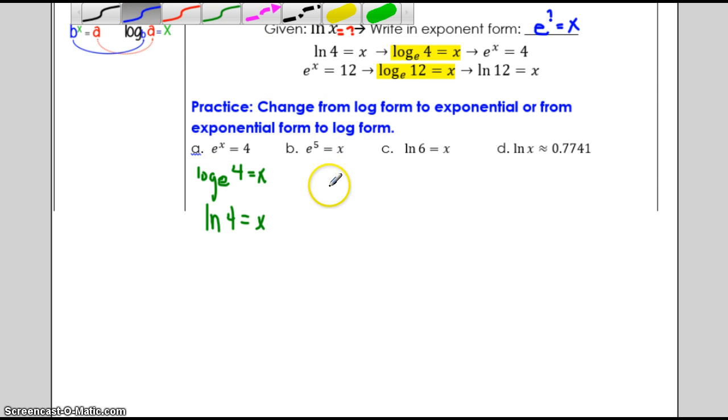One more, and then I'll have you try the next one. So log base e of x equals our exponent 5. Or, again, log base e is just ln of x equals 5. So try that next one on your own. Rewrite it with that base that we know is e, and check when you're ready. All right, so it's e as your base to the x power equals 6. The next one is a base of e to the 0.7741 power equals x.